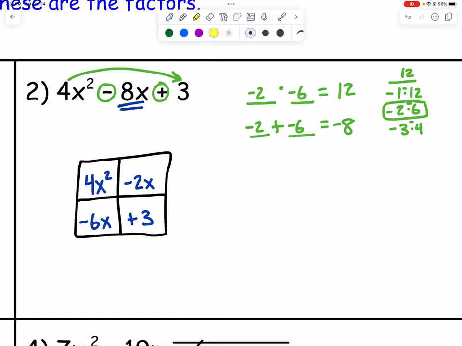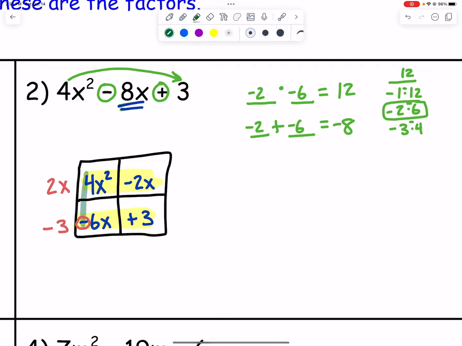So let's take a look at our first row, 4x squared minus 2x, and see what they have in common. So they both divide evenly by 2, and then they both at least have 1x. So I'm going to take out 2x for my greatest common factor of the first row. The second row has negative 6x plus 3. So a good rule of thumb is if the one on the edge of the box is negative, go ahead and take out a negative. And then they both divide evenly by 3.